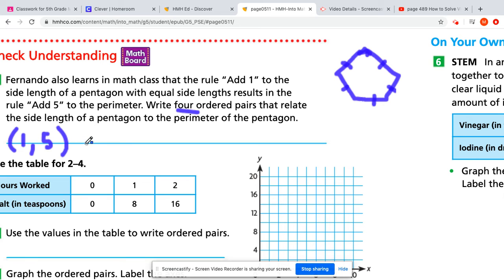Okay? If each of the sides was 2, and it doesn't matter what the unit is, they didn't specify, but if the sides were each 2, then altogether all 5 sides would be 10. And you would keep doing this until you made 4 ordered pairs. This is 1 ordered pair. This is 2 ordered pairs. You would have to make 2 more of these in order to make 4.